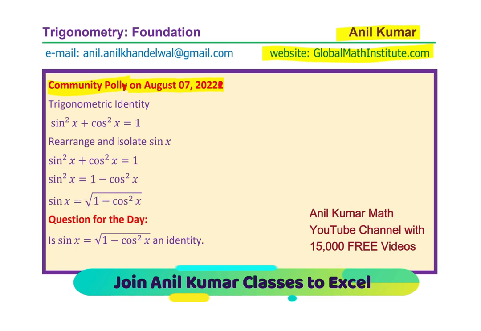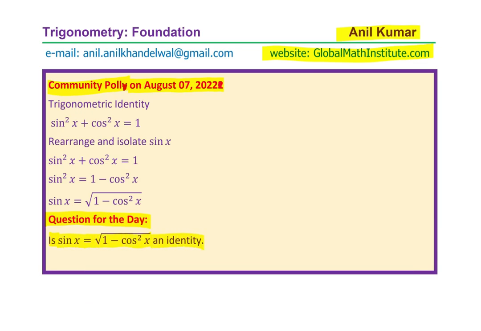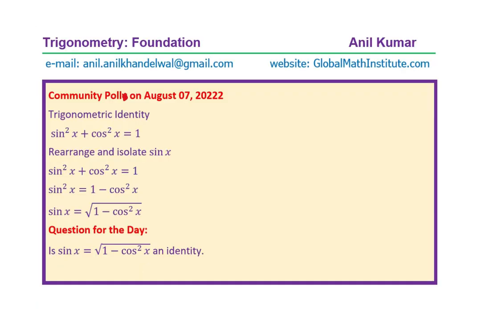Now the question is: is sine x equals the square root of 1 minus cos square x an identity? Many students said yes to it. But what do you think? Is it an identity or not? That is what we are going to explore today in this particular video, where I am going to provide you with a complete solution.